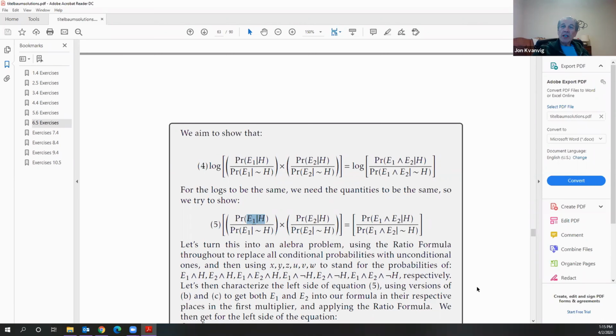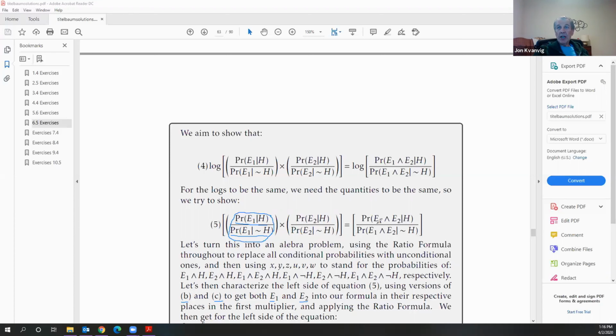So let's start with the left side of equation 5, all this stuff here, everything before the equal sign. What we're going to do is take this first probability and complicate it. We're going to complicate it by using conditions B and C from up above so that we can get both E1 and E2 into the numerator and the denominator here.